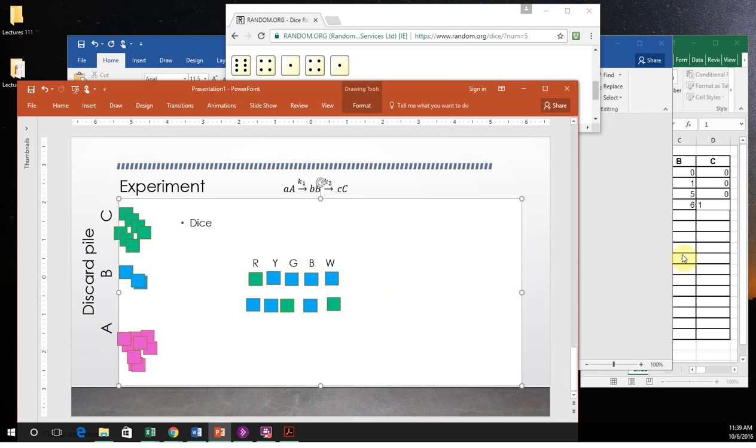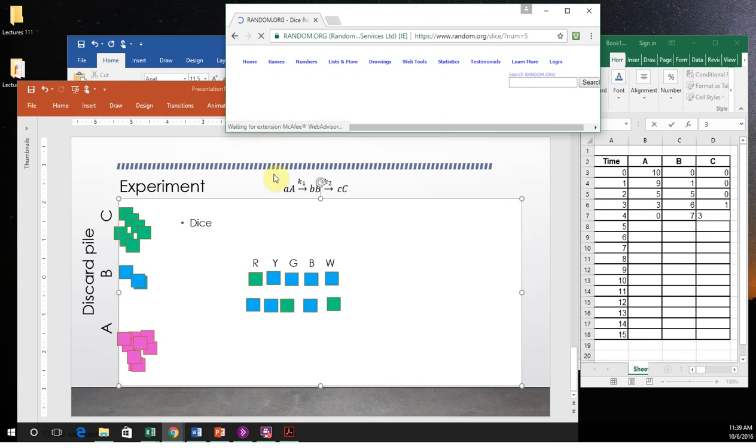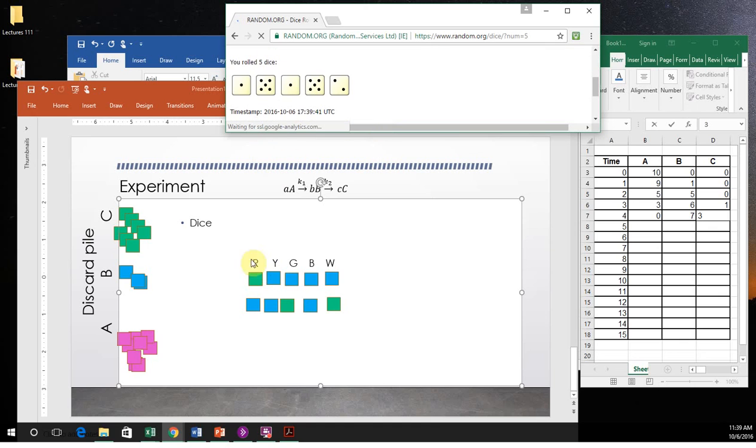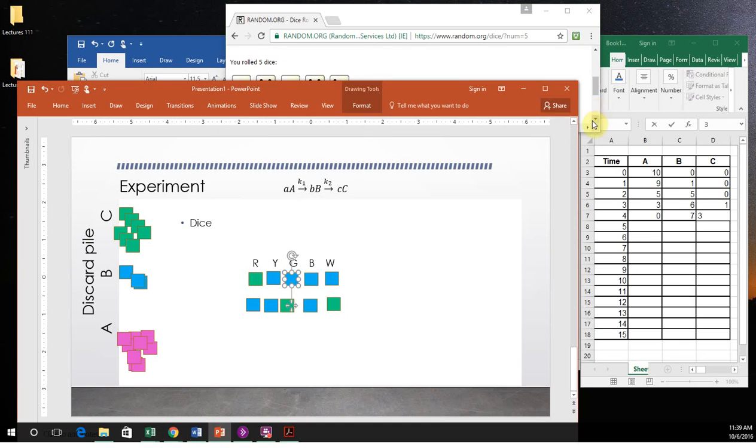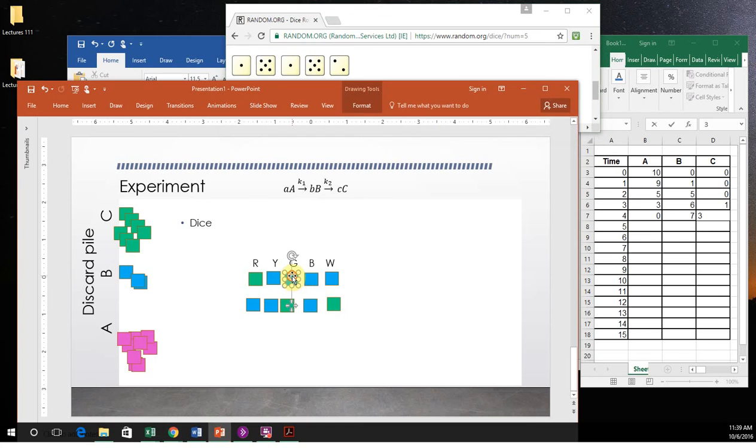Okay, so we're going to go to our data. We've rolled for all 10. Now we have 0, 7, and 3. And so at this point, it becomes kind of easy to do it because you just roll and you look for a 1. So for our first thing, this guy right here is the only one we have. So we're going to move him over to the discard pile. Bring in a C. That's it.